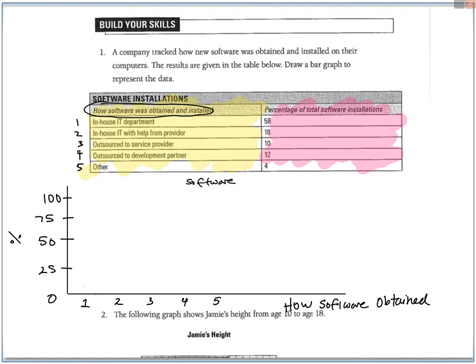Now, when you draw your bar graph, you sort of have to center them. It's kind of weird. So what I would do is put a dot in the center of all these categories. That's going to be the center of your bar. And I have a rectangle tool, you don't. So I can just do this. I get it for free. So 58 would be just past 50, like that.